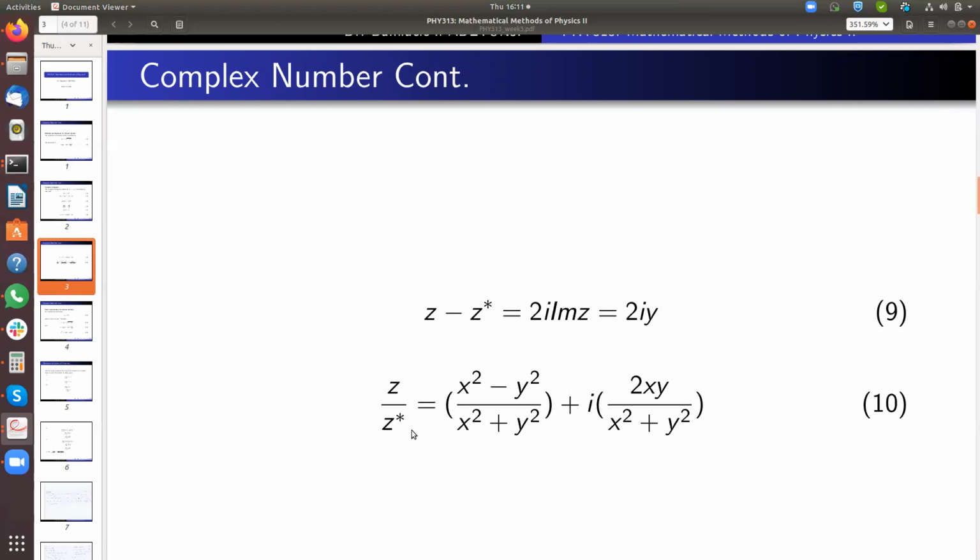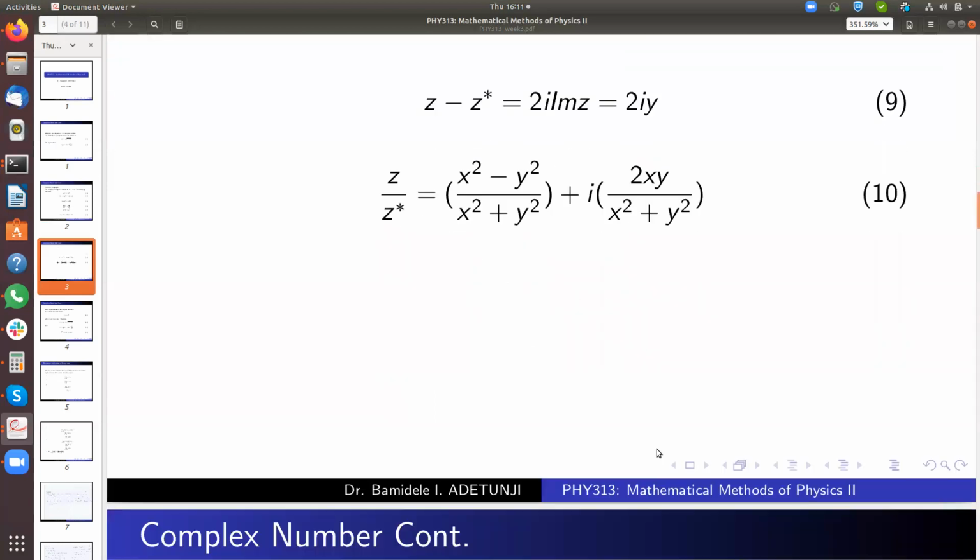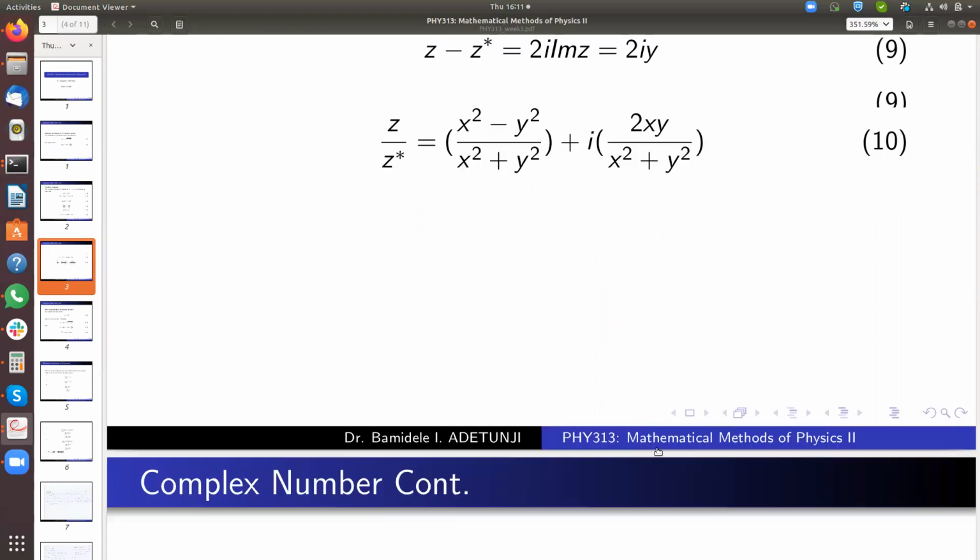The same thing, when you have z divided by z conjugate, you can write it in this form, because we know z itself is equal to this. Now, divided by this, it will give you this expression. Please take note of all these relationships, because they will help you to demystify a lot of problems under complex number.